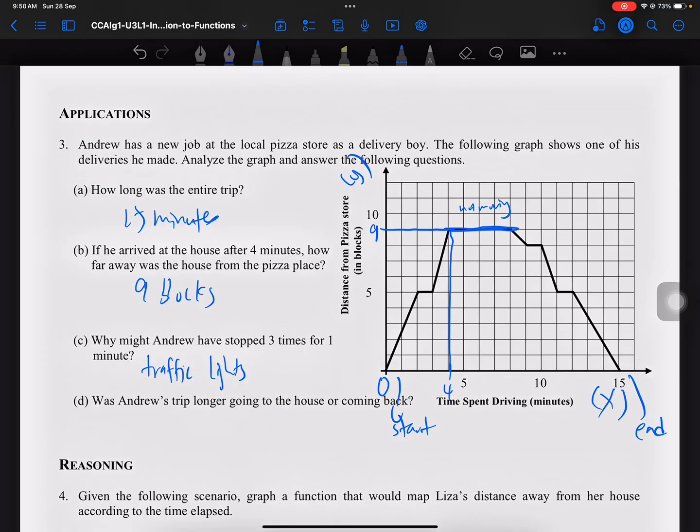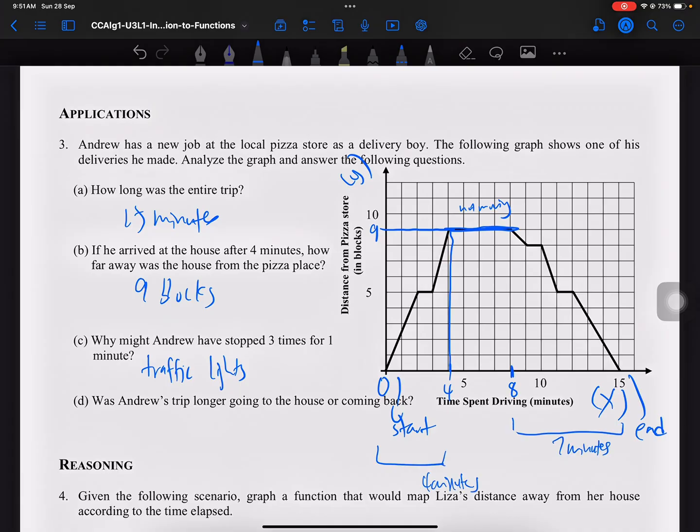D, was Andrew's trip longer going to the house or coming back? Going to the house. Look from 0 to 4. It took 4 minutes. 0 to 4, 4 minutes. Look from 8 to 15. The trip was longer.